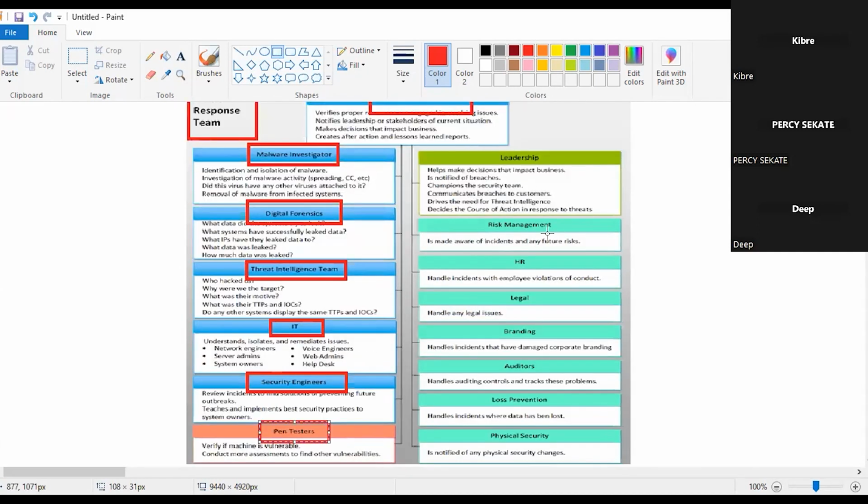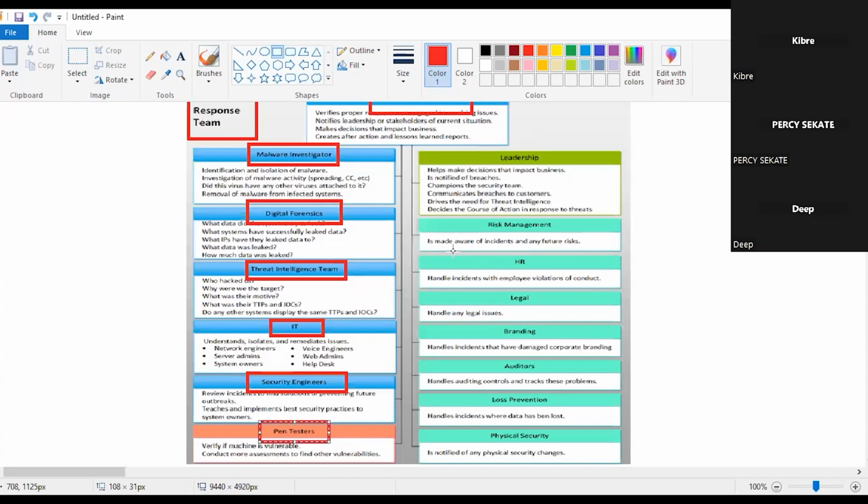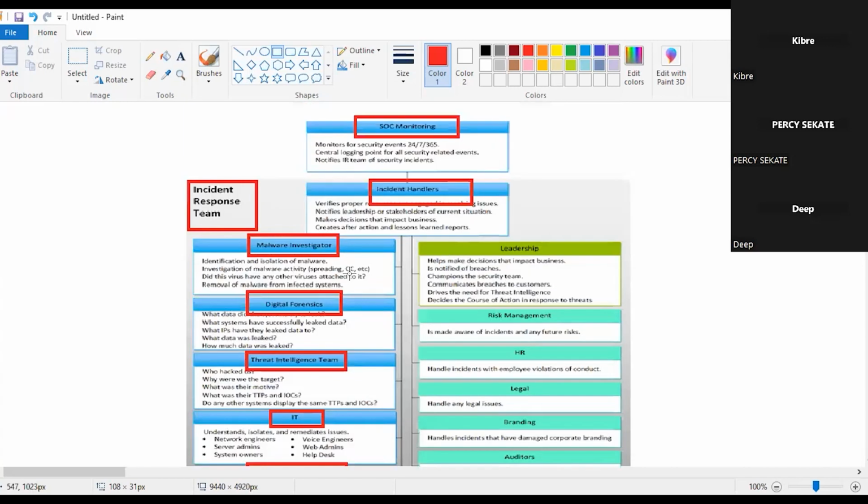There are lots of teams: leadership, risk management, HR, all of this. All of these have a difficult, different, important responsibility to maintain and to lower the risk in the organization. So they work in sequence.